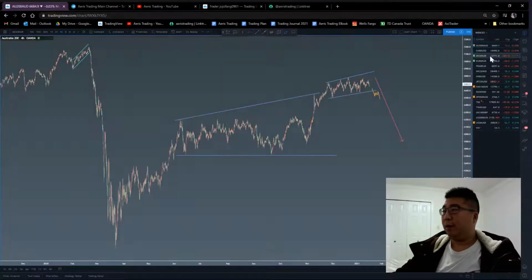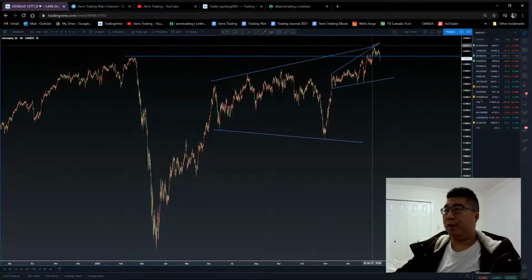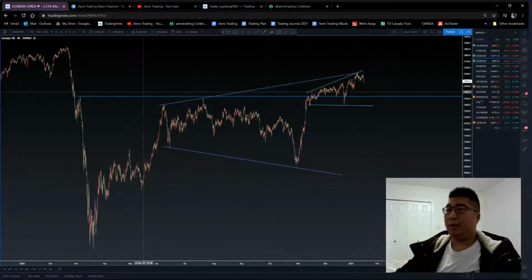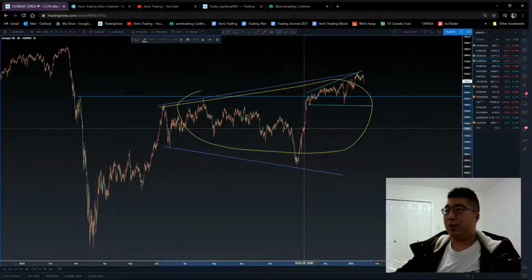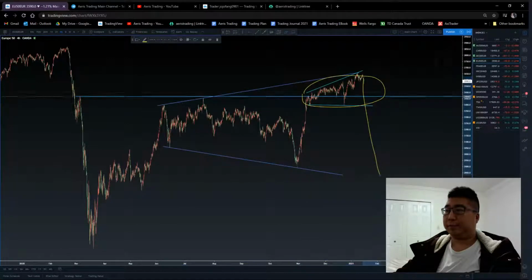There's a few other ones I'll quickly go over. German 30, same idea. We're approaching this double top area, expanding structure, looking for potential downside. Euro 50, same idea, right? Expanding structure here, looking for a reversal from this spot to go down.